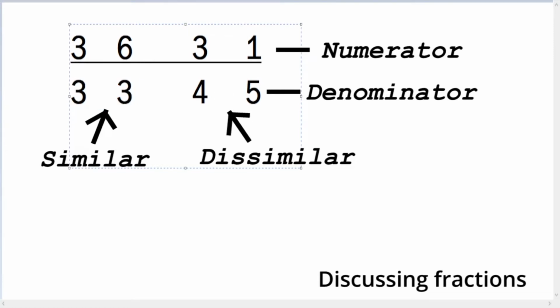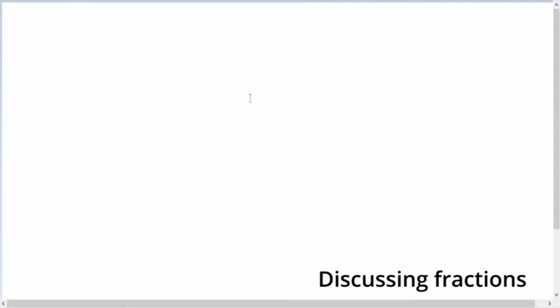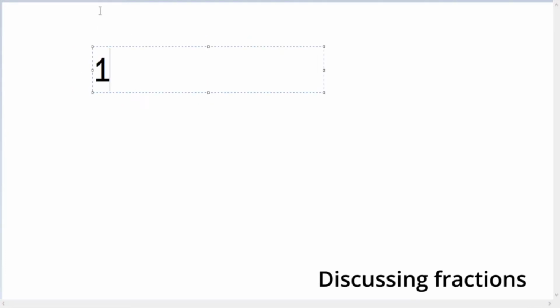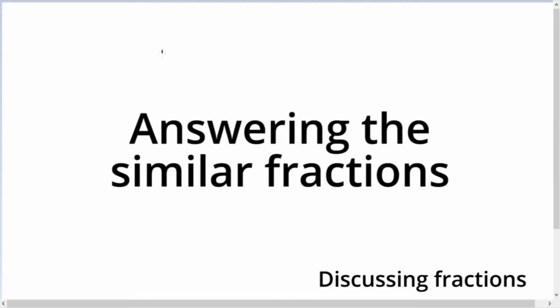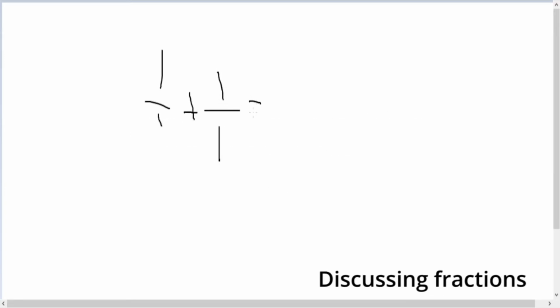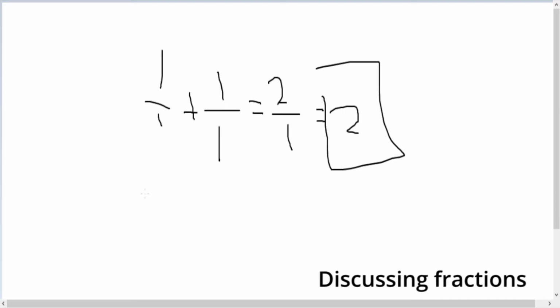Okay, now we're going to solve this. Let's show you an example first. 1 over 1 plus 1 over 1. Now our final answer is 2 over 1, and simplify it if possible. Now it becomes 2. Now a different example: 3 over 16 plus 4 over 16. Now you get the final answer, 7 over 16.